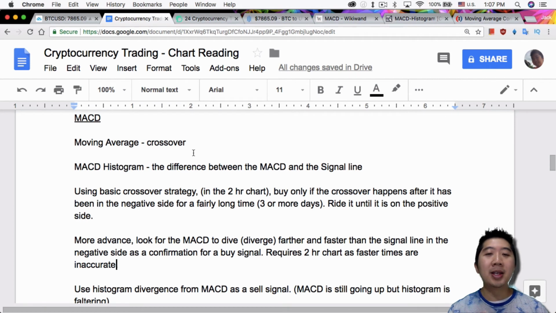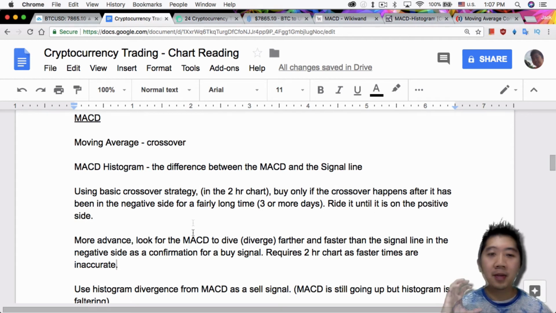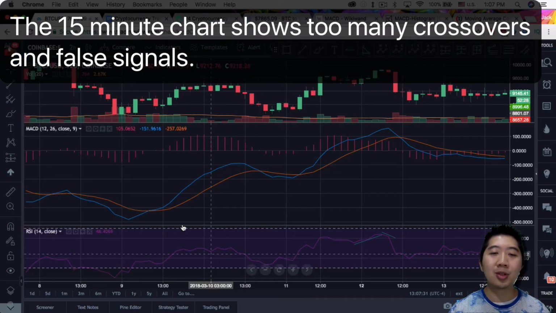What else did he mention in here? So there's a more advanced way of using the MACD rather than just using that basic crossover strategy, along with looking at RSI and the MACD histogram. Silicon suggested to look into the MACD diving farther and faster than the signal line on the negative side. So again, you have to use the 2-hour charts.